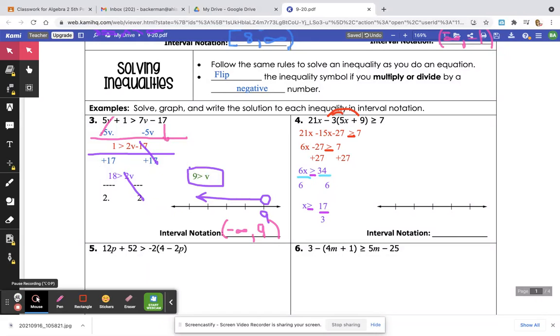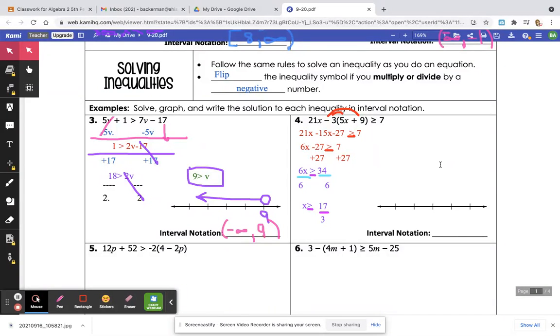Okay, so number 4 is a little different. We're first going to need to distribute this negative 3 to the 5x and the 9. And so when that happens, we still have this 21x here. We're now going to get a negative 15x minus 27. And then we still have the 7 on the right.